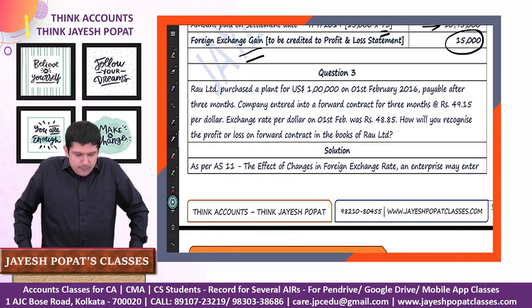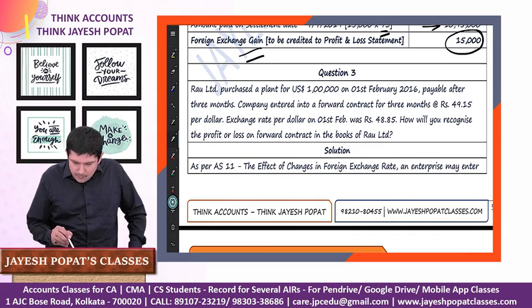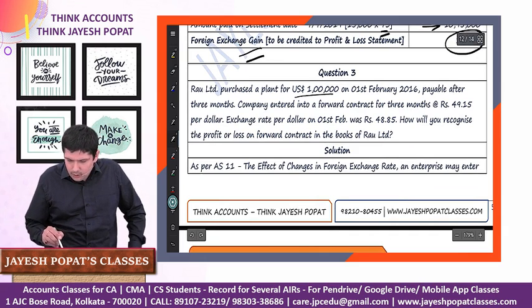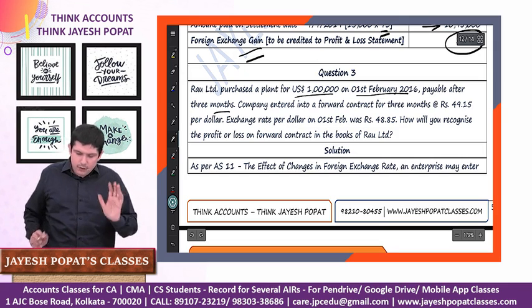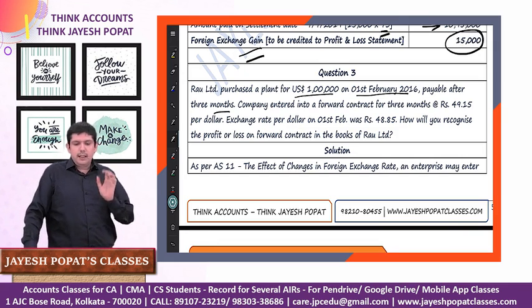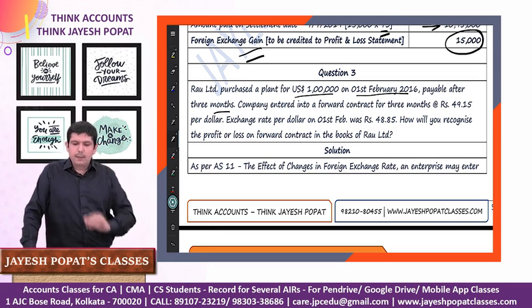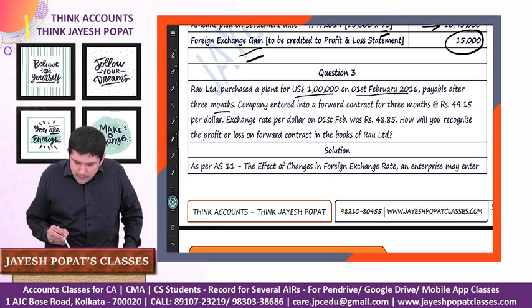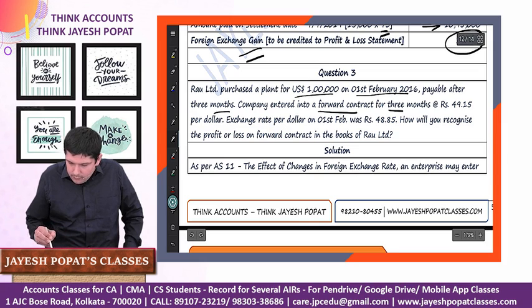Question number 3. Rao Limited purchased plant for $1 lakh on 1st February 16, payable after 3 months. So 1st February the purchase has been done and it is payable after 3 months, means March, April, May. It is payable on 1st of May. Company entered into a forward contract for 3 months at the rate 49.15.